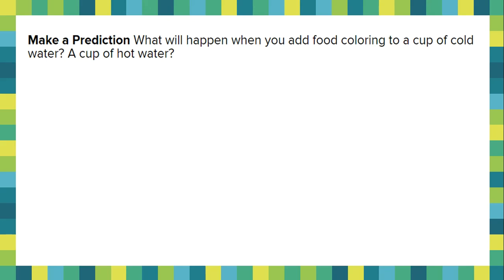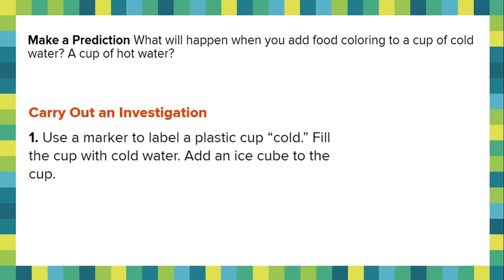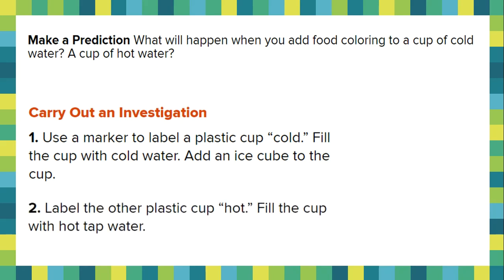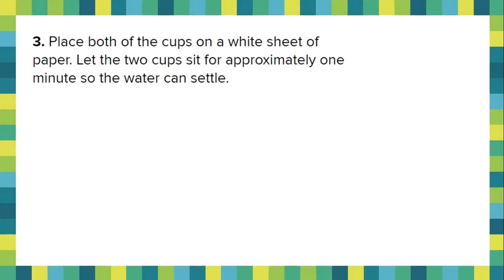Alright, let's imagine that you already did that. And let's continue with the next step of our investigation. So in our first step, you're going to use the marker, whatever color you want to try, to label a plastic cup as cold. You're going to fill the cup with cold water and then add an ice cube to the cup. Simple, right? After that, you're going to label the other plastic cup hot and you're going to fill that cup with hot tap water. As a third step, you're going to place both of the cups on a white sheet of paper. Let the two cups sit for approximately 1 minute so the water can settle, right?